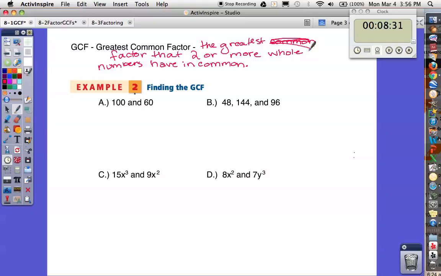The product of the greatest integer and power that evenly divides into each term. That's really what you're looking at. You can also write that down as well. So it's the product of the greatest integer and power that evenly divides into each term, however many terms you may be talking about.